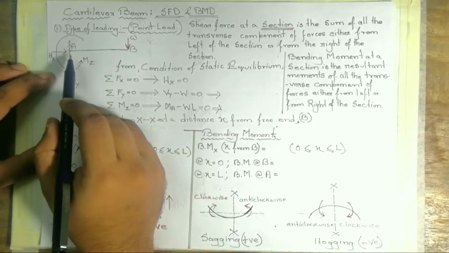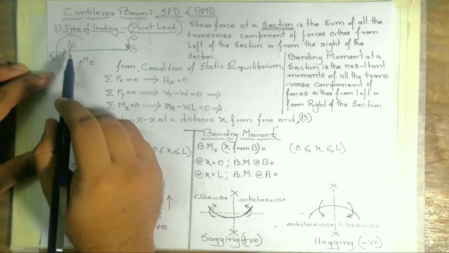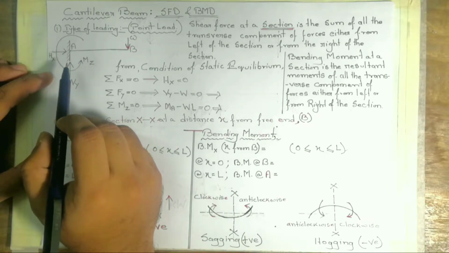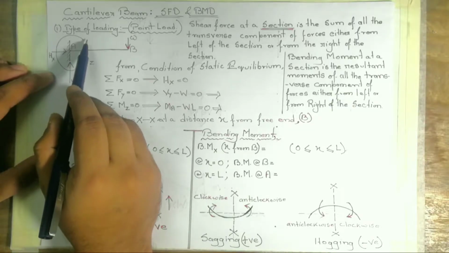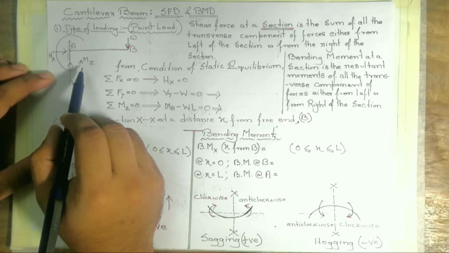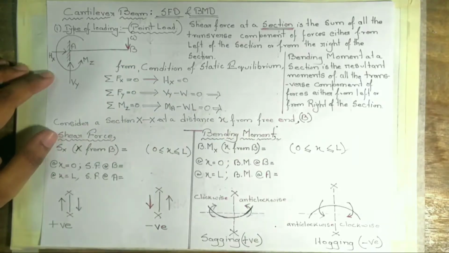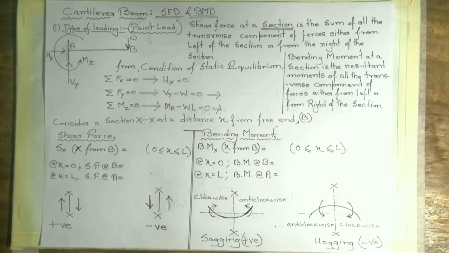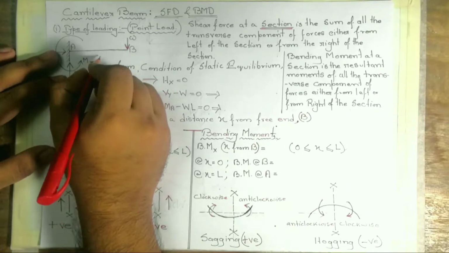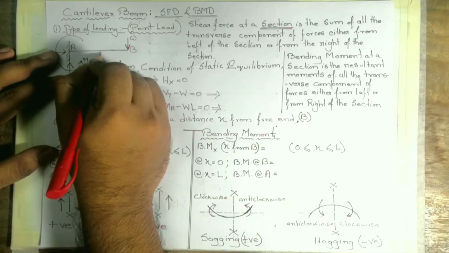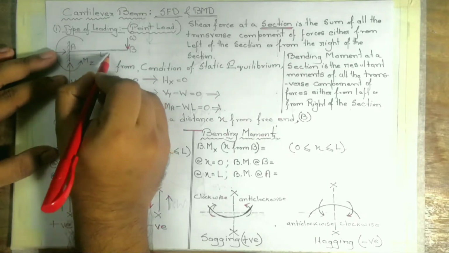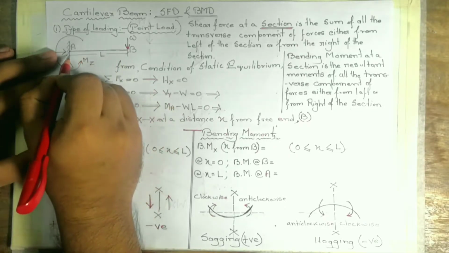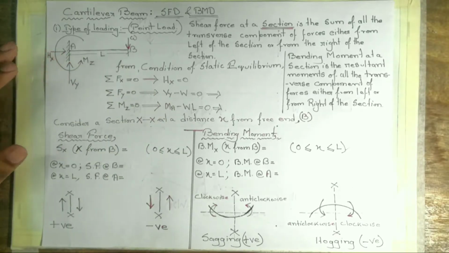Now, since it is a fixed support, we know that there are going to be three reactions on it. One is the horizontal reaction, one is the vertical reaction, and another is the resisting moment. So, now that we know what kind of beam it is and what is the type of loading, let us consider that the beam is of length L. This is the length of the beam, L.